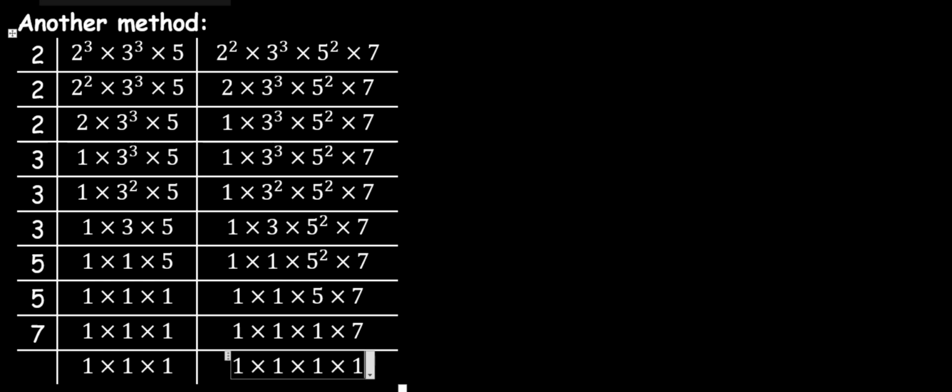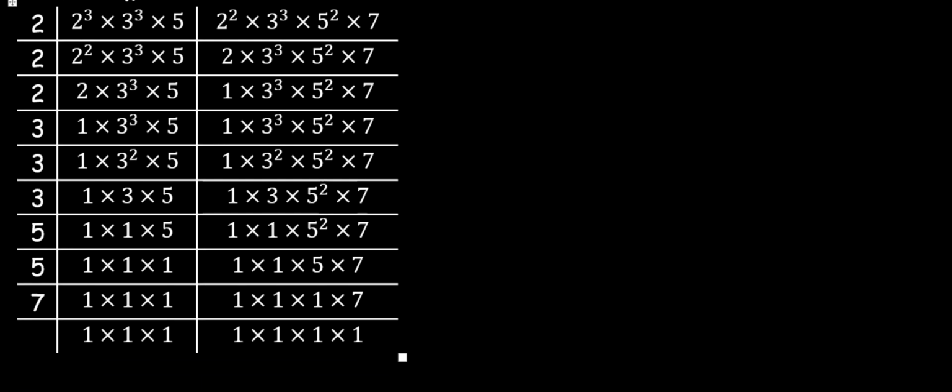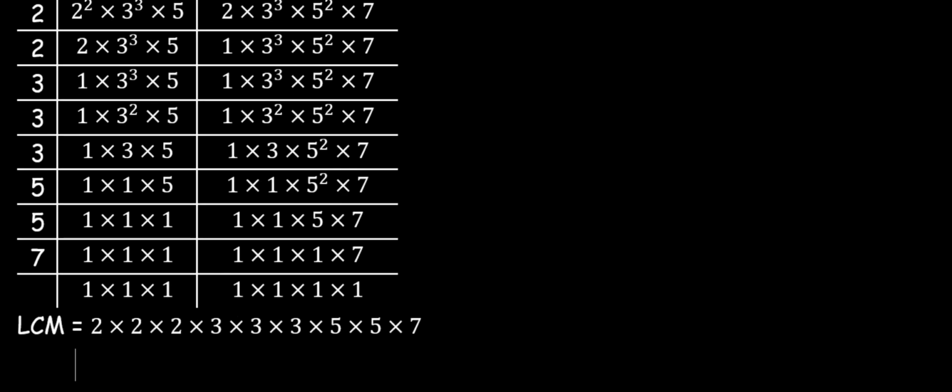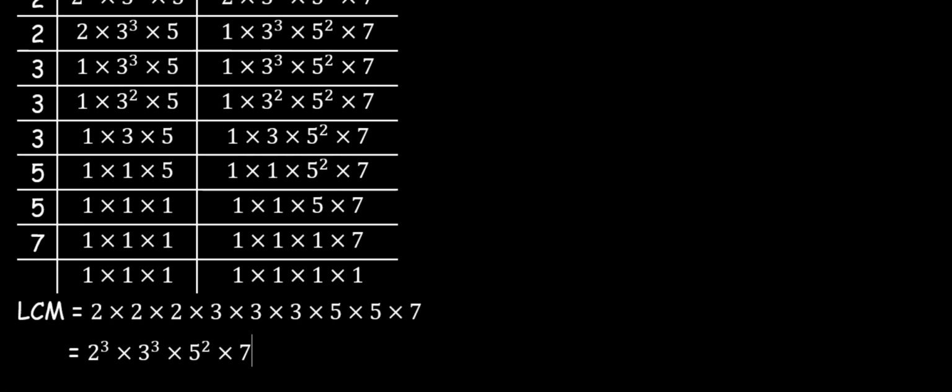Since we have attained uniform 1, we can now give our LCM as equal to 2 times 2 times 2 times 3 times 3 times 3 times 5 times 5 times 7. That is the same as 2 raised to power 3, that's 2 cube, times 3 cube, times 5 square, times 7. But this is our last example on LCM of numbers.